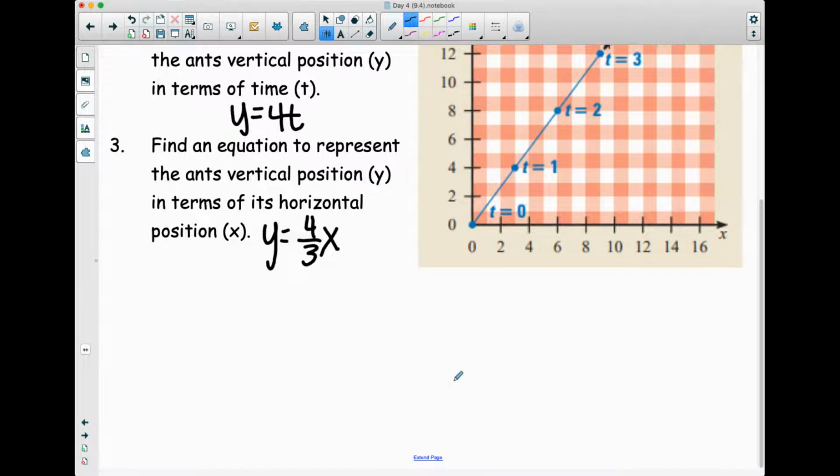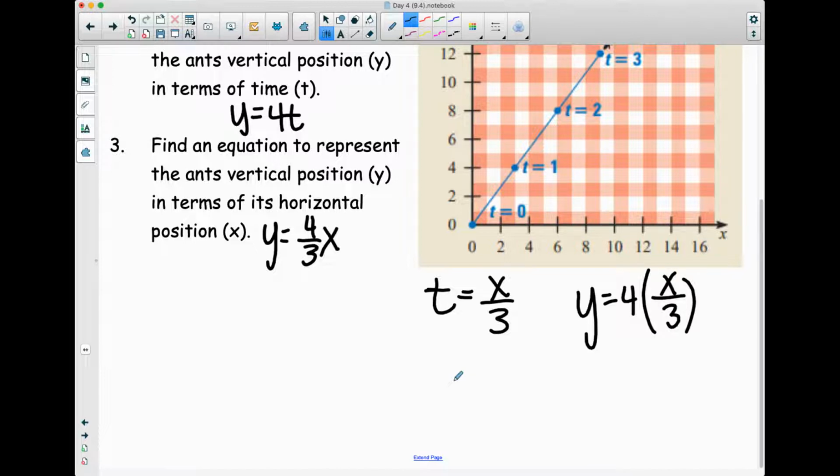Okay, so if we divide by 3, we get t equals x over 3. And if we substitute that now into this equation, it's the same thing as 4/3 x, which is exactly what we got.